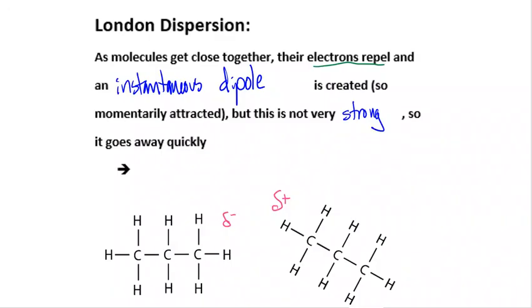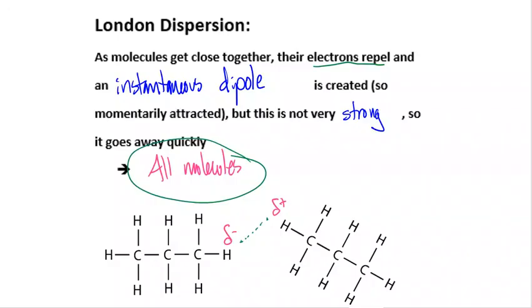Now, these partial charges can then attract each other. I am drawing this attraction as a dotted line. London dispersion forces are exhibited by all molecules because all molecules have electrons, and electrons are constantly moving. They're clouds of electron density. So this London dispersion force is something that is instantaneous, so it just happens, like a snap.